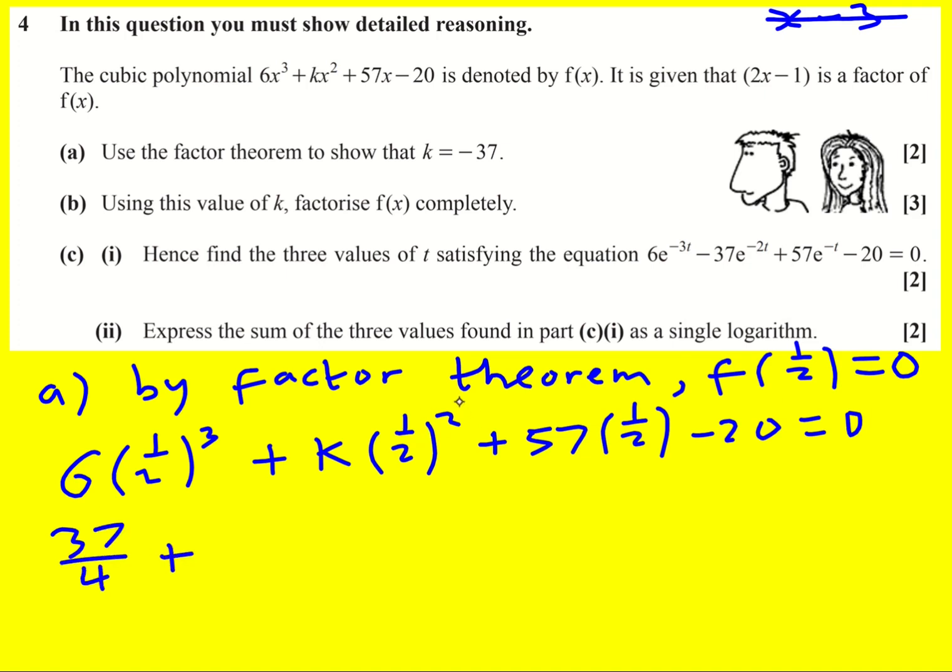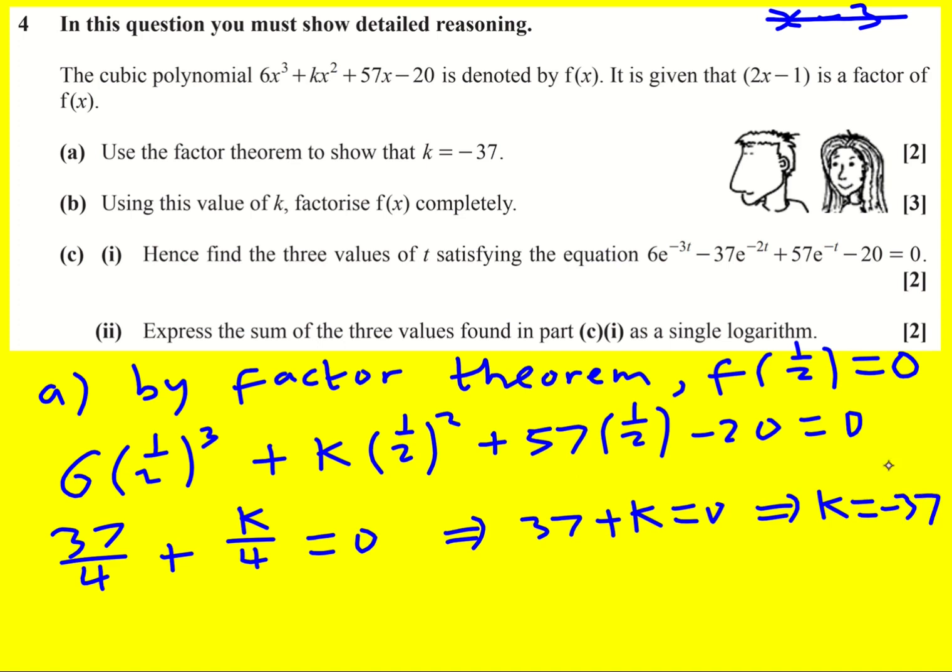Meanwhile, a half squared is a quarter, so it's k over 4 is equal to 0. I can times through by 4: 37 plus k equals 0. And this gives us that k is equal to minus 37. Okay, so that's that first bit sorted.